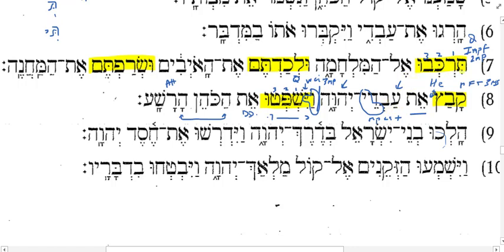So how am I going to translate this? So you all will ride. Good. Y'all will ride. You will ride. You plural. You will ride el hamilchama. Where will you ride to? To the battle. So you will ride to the battle.